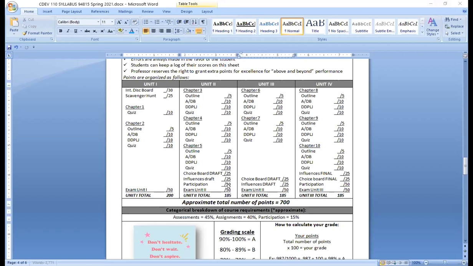Participation's in there, but I think it's out of 25 points. So we'll do that. And you know what? I'll make a separate rubric just for the draft. Because ultimately we want it completed, but what am I looking for in a draft? That's fair. So I have a couple more to add. Most of the things are in there. There's one for outlines. There's one for discussion boards. There's one for the deep dive. There's things like that.